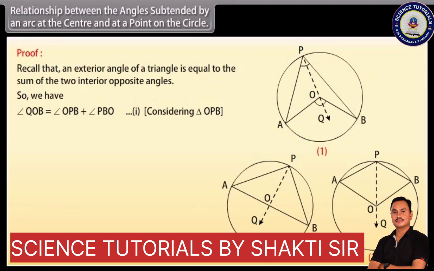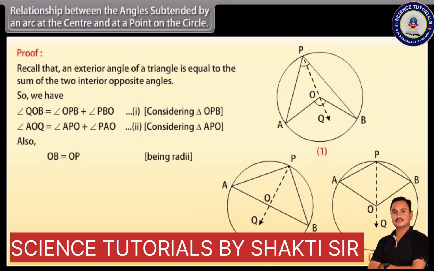1. Considering triangle OPB, angle AOQ is equal to angle APO plus angle PAO. 2. Considering triangle APO, also OB is equal to OP, being radii. Angle OPB is equal to angle PBO, and OA is equal to OP, being radii.